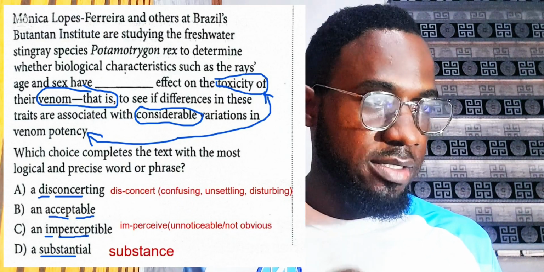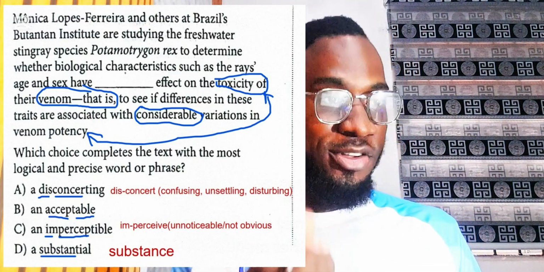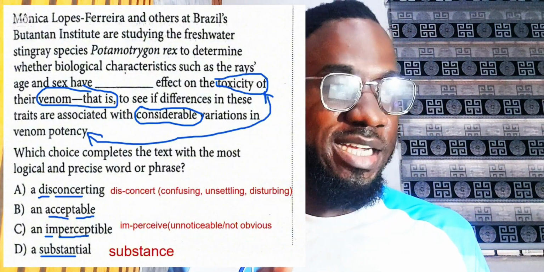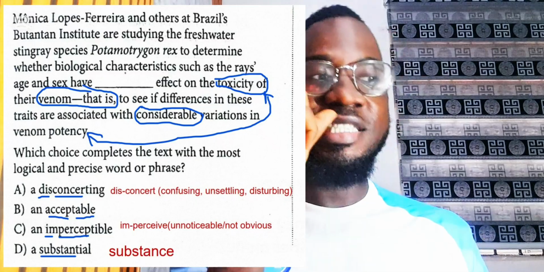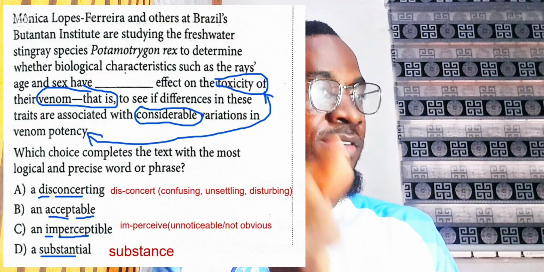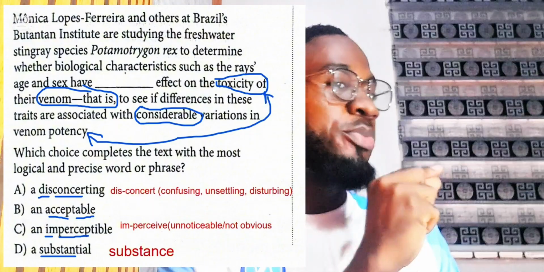Now, let's see. I think I've already gotten the answer. So, to see whether such characteristics, such as the race, age, and sex, have considerable, that's my prediction, effect on the toxicity, because here we have considerable variations in venom potency. So that leaves us with this word substantial.